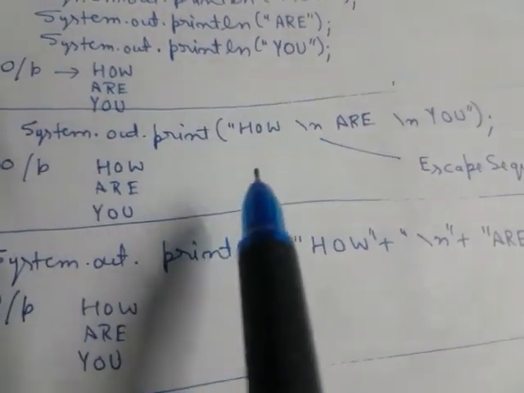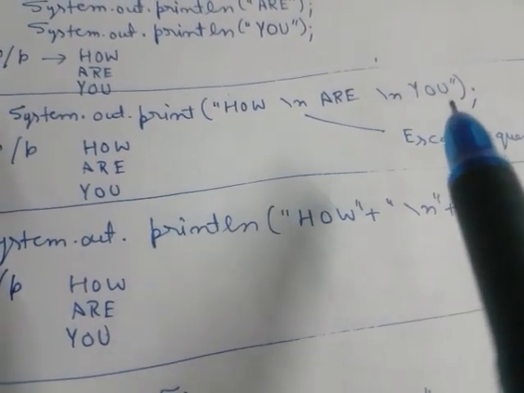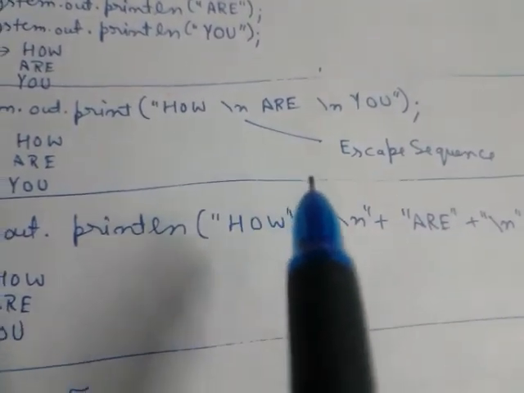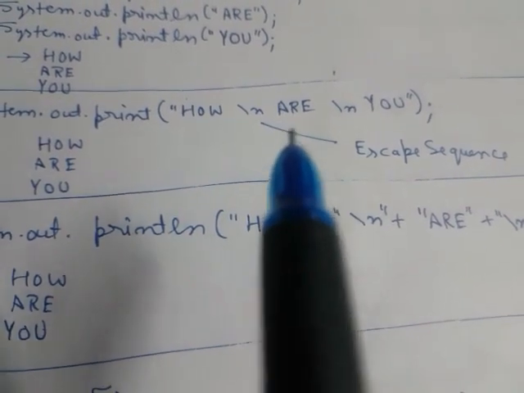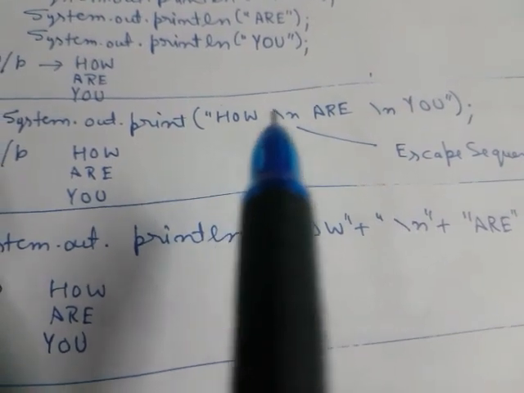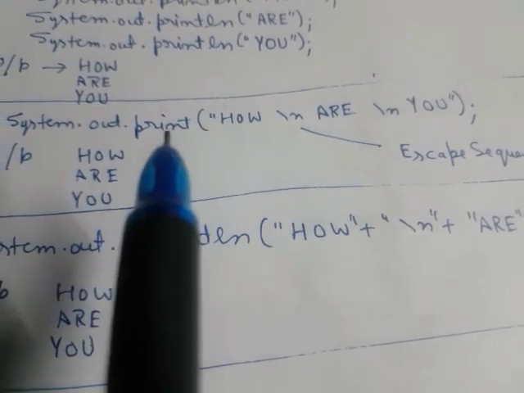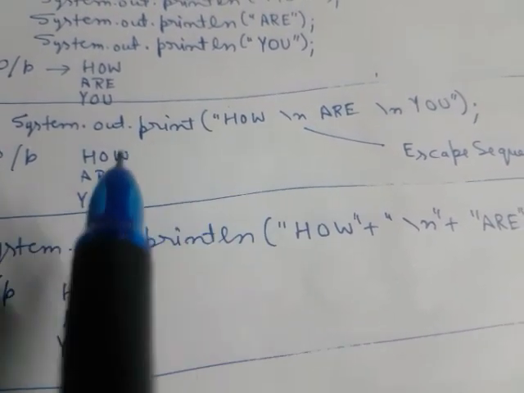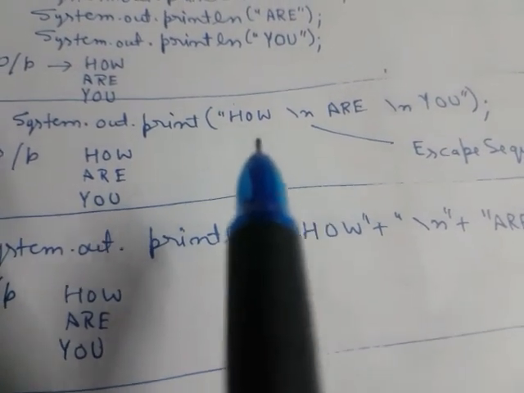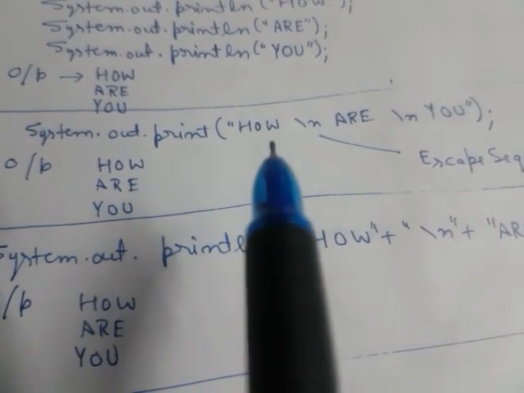Then System.out.print "how\nr\nu". This backslash n is an escape sequence and it's a non-printable character. It will never be printed on the screen, but it will give its effect. Which effect? That's the new line. That means "how" will appear in the first line, "r" will go to the next line and "u" will go in the third line. So you are using print, but it is still giving the output in three different lines. That means this is the effect of the escape sequence, not of the print. Print is only there to print.